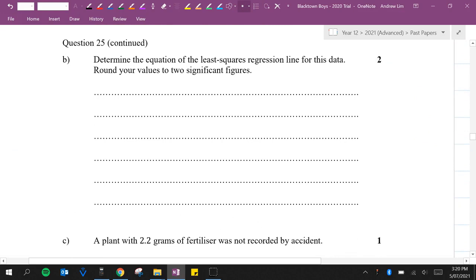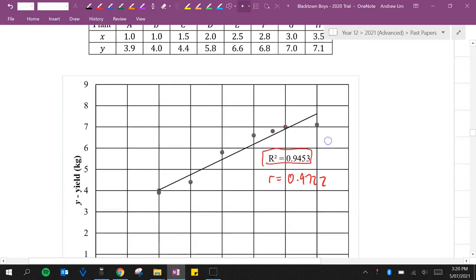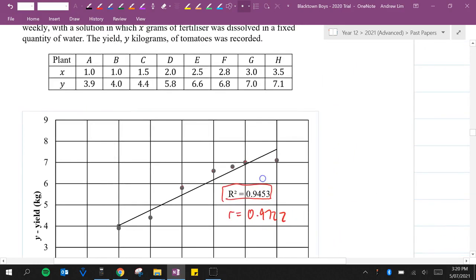Question B. Determine the equation of the least squares regression line for this data. Round your values to 2 sig figs. So in order for us to determine the equation of this line, we know it needs to be y equals mx plus b. So what we're going to do is have a look at the data again in a table, and we're going to input that into our calculator.